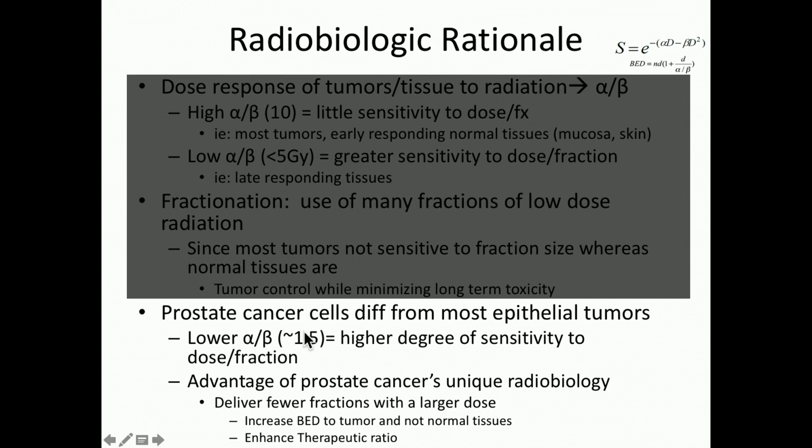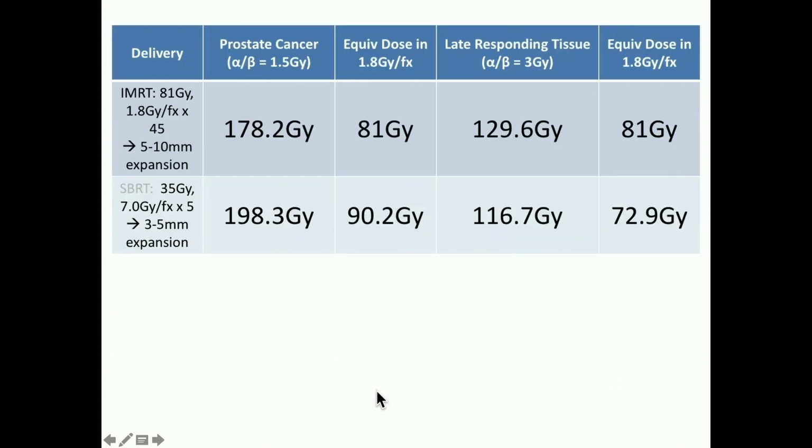Prostate cancer cells have somewhat of a different biology from most epithelial tumors. They have a lower alpha-beta ratio. Folks disagree on what the precise number is, which we'll go into, but it does portend for a higher degree of sensitivity to dose per fraction employed, and one can harness the advantage of prostate cancer's unique radiobiology by delivering fewer fractions with a larger dose.